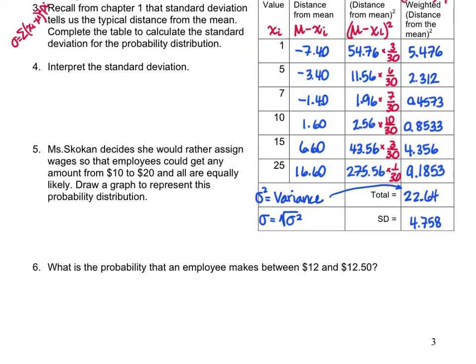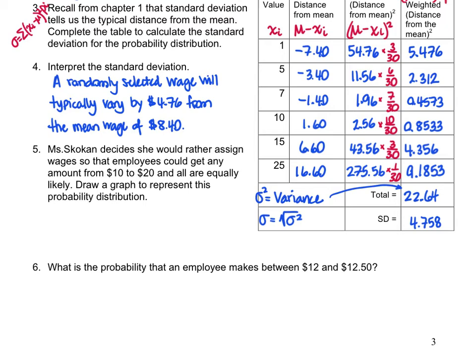Under number 4, we need to interpret the standard deviation. And if you remember, we were using some specific language for the standard deviation of a probability distribution, specifically referring to how much each individual value typically varies from the mean.